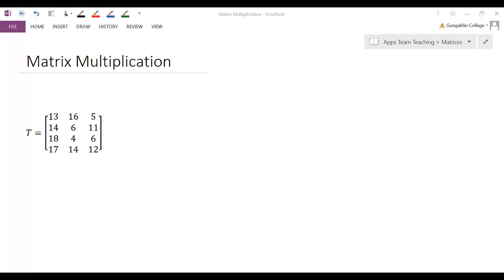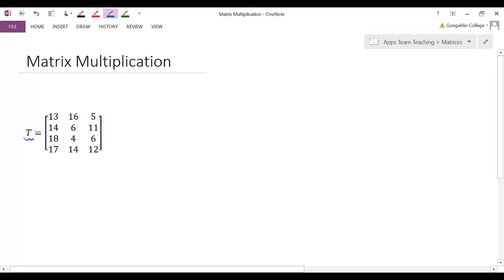The other big operation that we need to cover with matrices is matrix multiplication, and it's a little bit different to the way matrix addition works. To demonstrate this, I've taken the resultant matrix from the last set of videos. This was our total matrix for the athletics and sports carnivals for each house, so I've called that T to represent total.